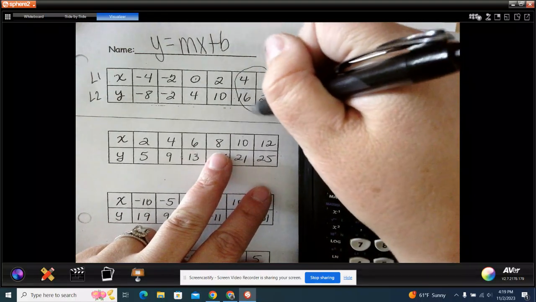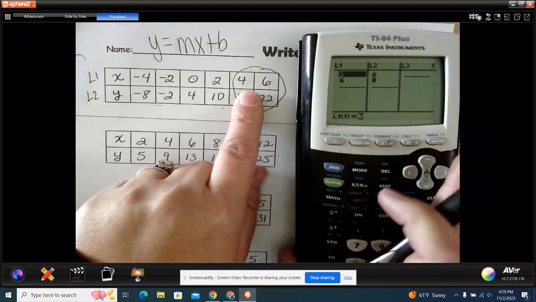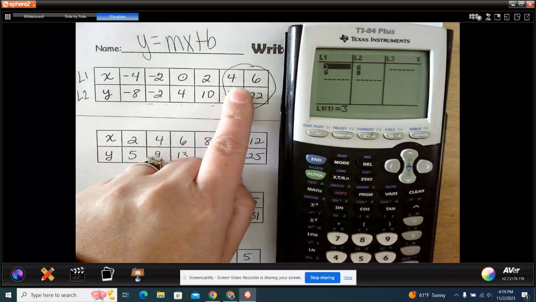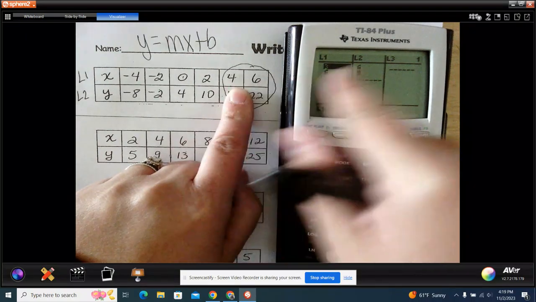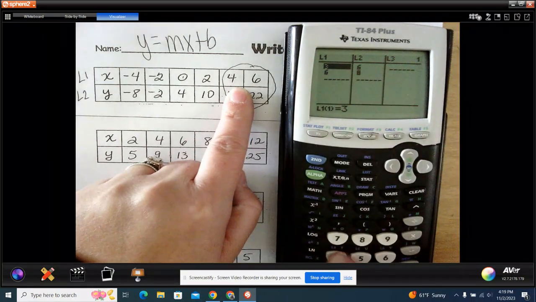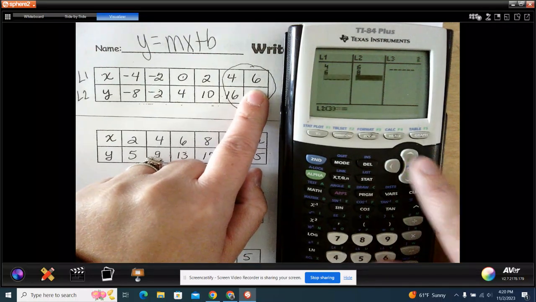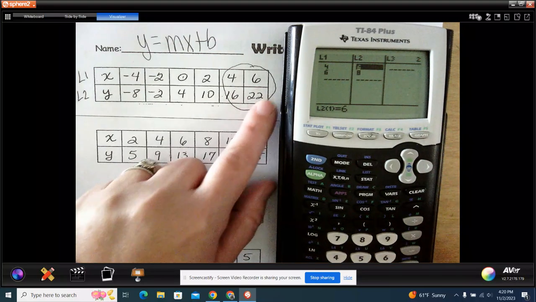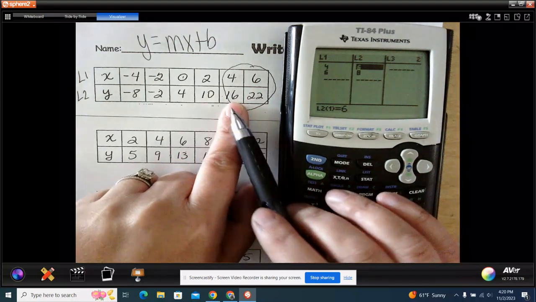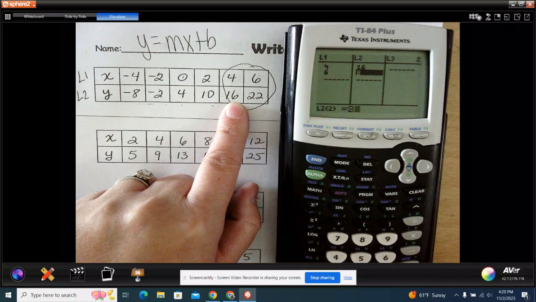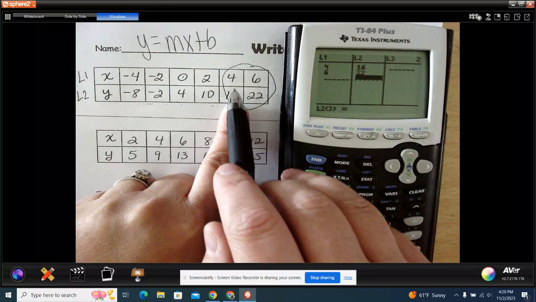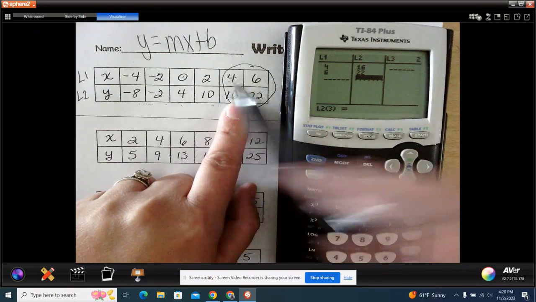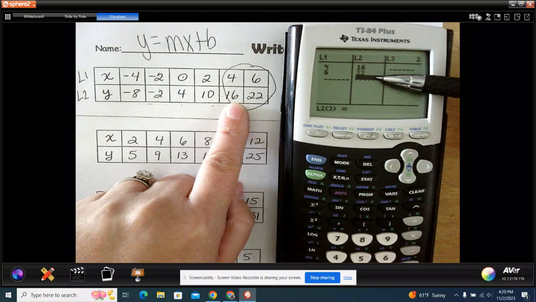I'm going to do the 2 at the end. So the first 2 values are going to be 4 and 6. I am in L1. I already have numbers here, so we're going to enter them in on top of the other numbers. I'm going to press 4, enter, 6, enter. I'm going to arrow to the other side, and then I'm going to enter my y values in L2. So I have 16, enter, 22, enter. I can pick any 2 points listed. I am making sure my x values go in L1, my y values go in L2.